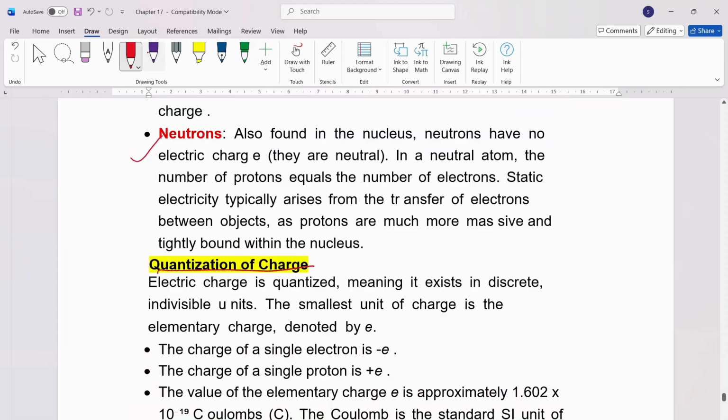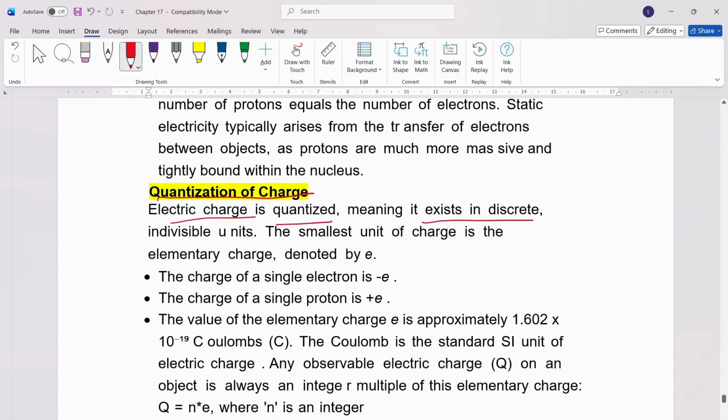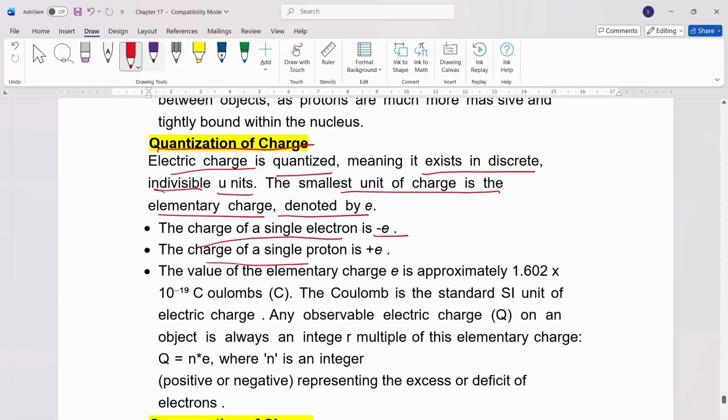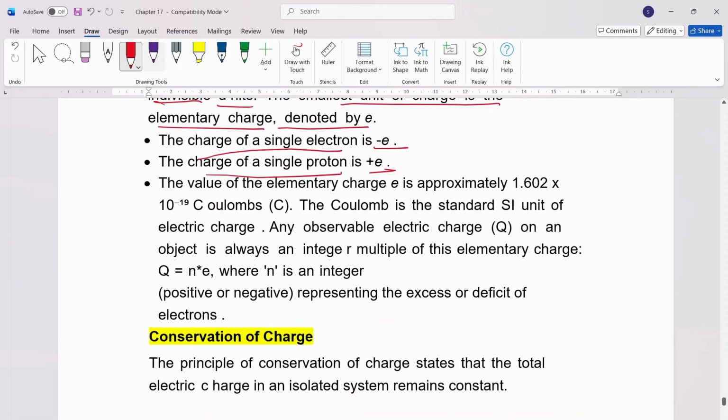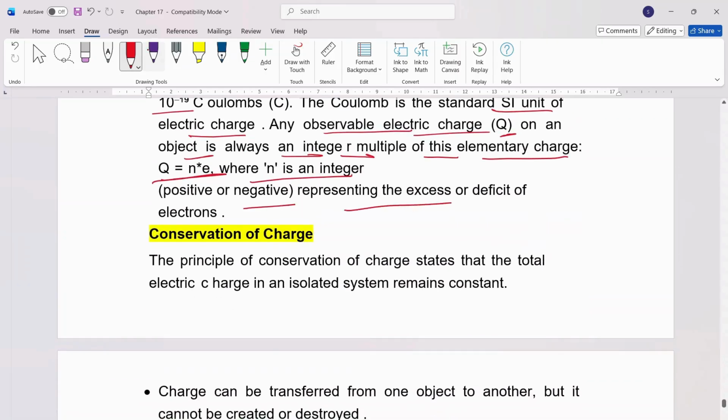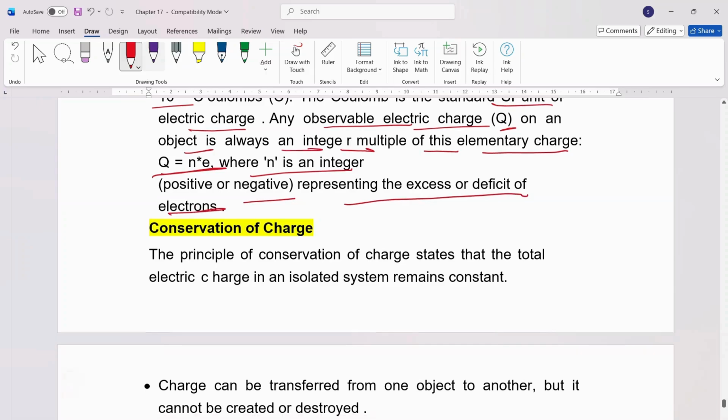Quantization of charge. Electric charge is quantized, meaning it exists in discrete, indivisible units. The smallest unit of charge is the elementary charge and is denoted by e. The charge of a single electron is negative. The charge of a single proton is positive. The value of the elementary charge e is approximately 1.602 times 10 to the power minus 19 coulomb. The coulomb is the standard unit of electric charge. Any observable electric charge Q on an object is always an integer multiple of this elementary charge, Q = ne. Hence, n is an integer, positive or negative, representing the excess or deficit of electrons.